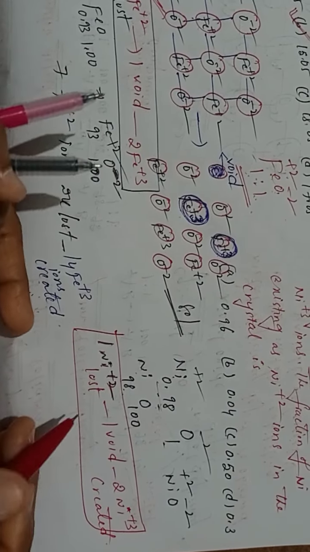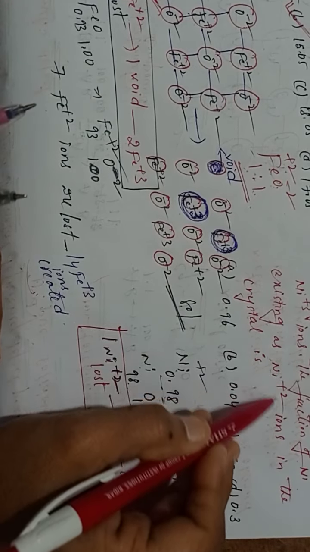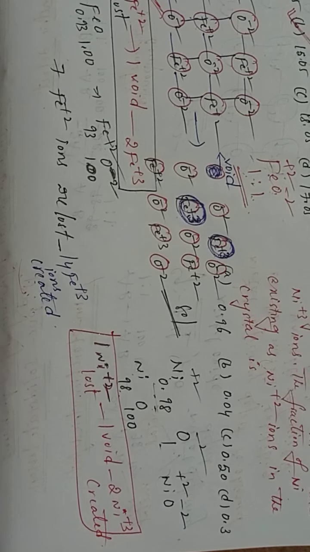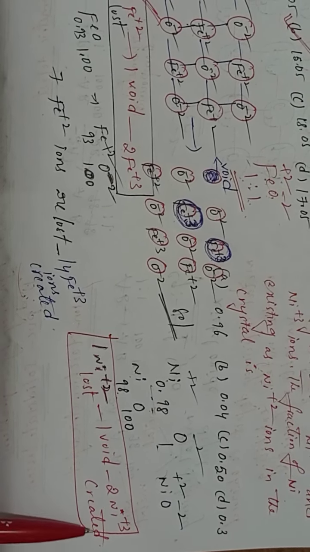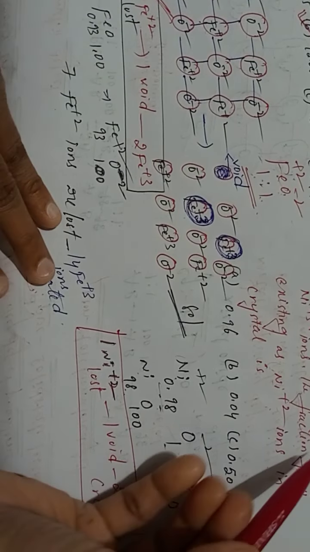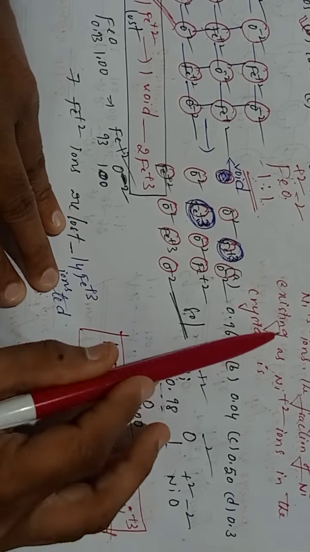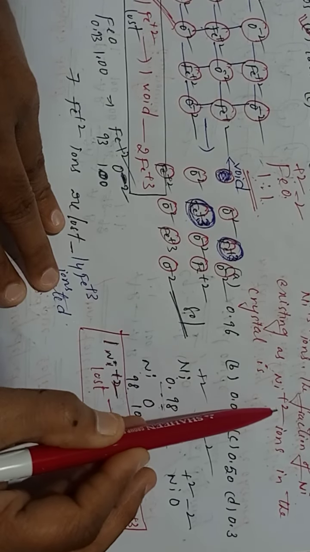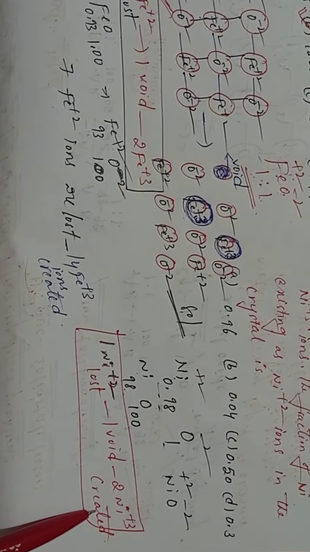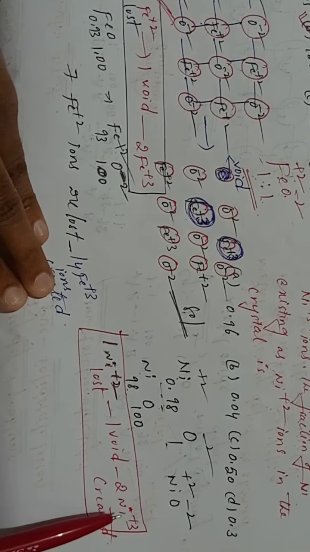Now what do we have to find, students? The fraction of nickel existing as Ni plus 2 is asked. First I will calculate Ni plus 3, the Ni plus 3 percentage. Here they are asking only the fraction of nickel in the form of Ni plus 2, but I am going to calculate Ni plus 3 also. What is the percentage of Ni plus 3? That question also I'm going to calculate.